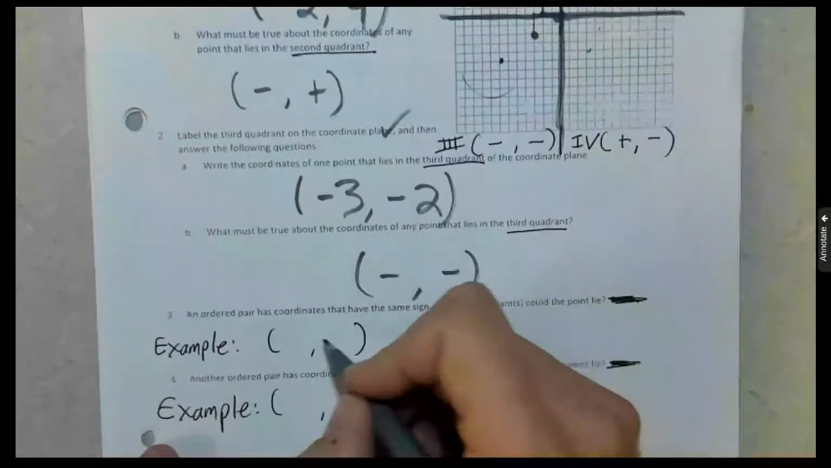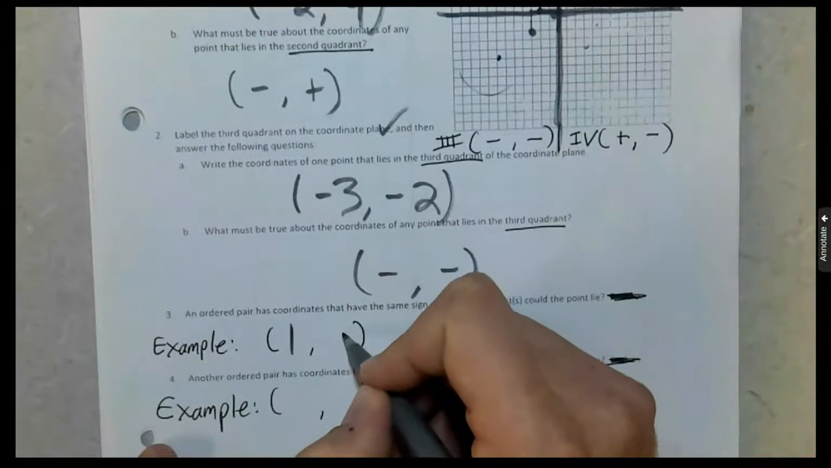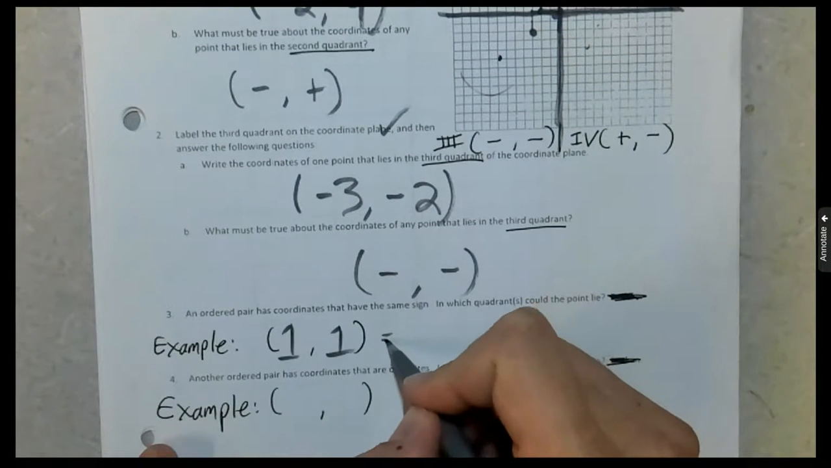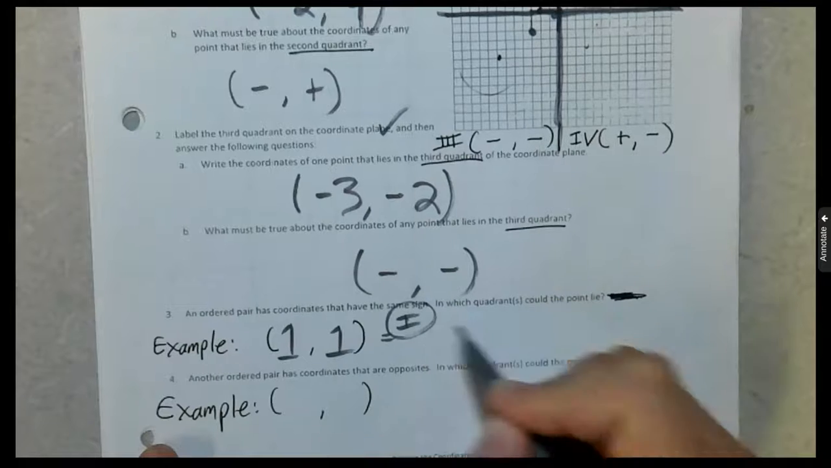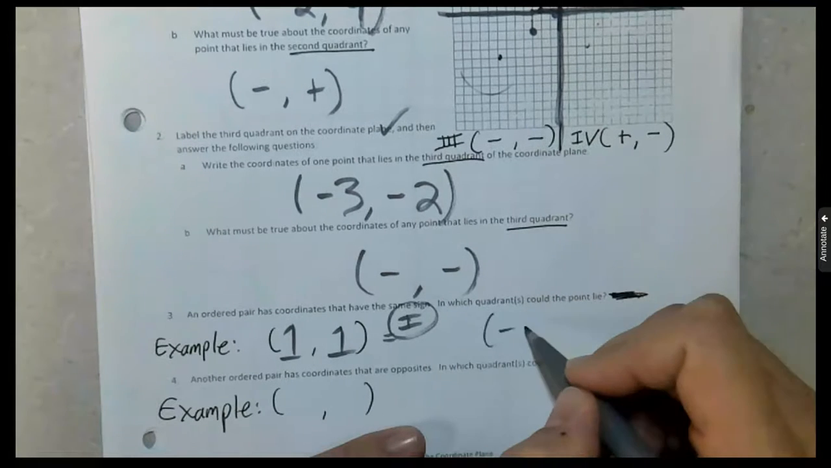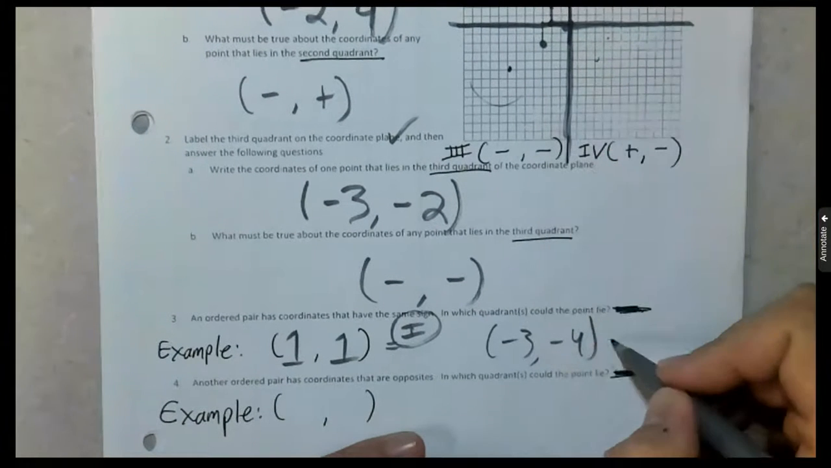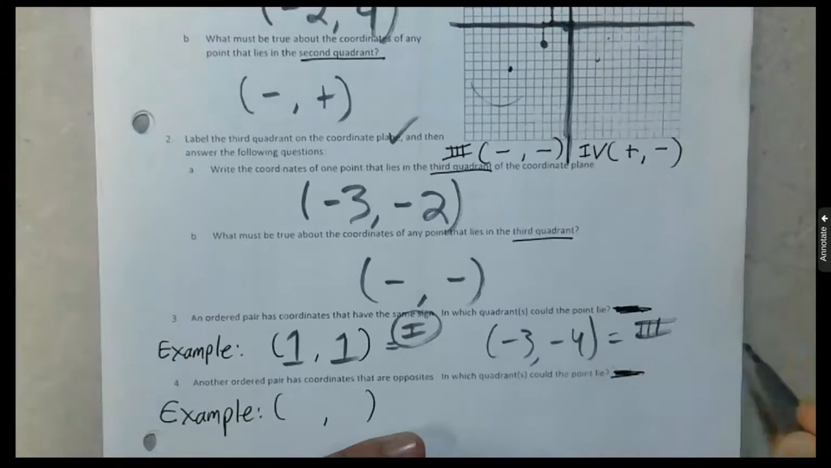If we just pick (1, 1), both of these are positive, so that's going to be in quadrant 1. If you pick (-3, -4), that has to be the same sign. That's quadrant 3. All right.